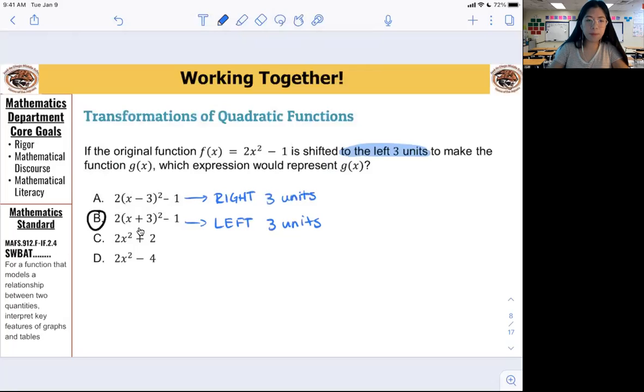And I did have a couple people choose D, so let's check this one out. What's happening here? Originally, this was a -1. Now it's a -4. What's happening there? It's subtracted. Yeah, it subtracted 3. So what direction did that go? Down. And how about this one? This is +2. That went up.